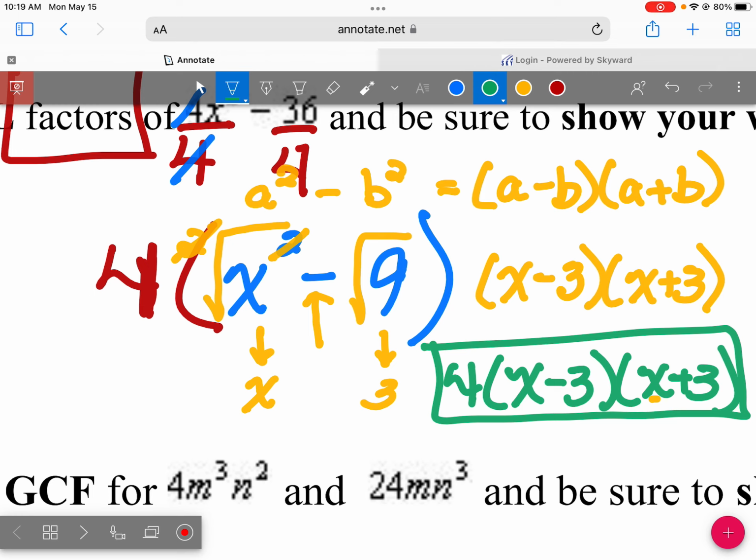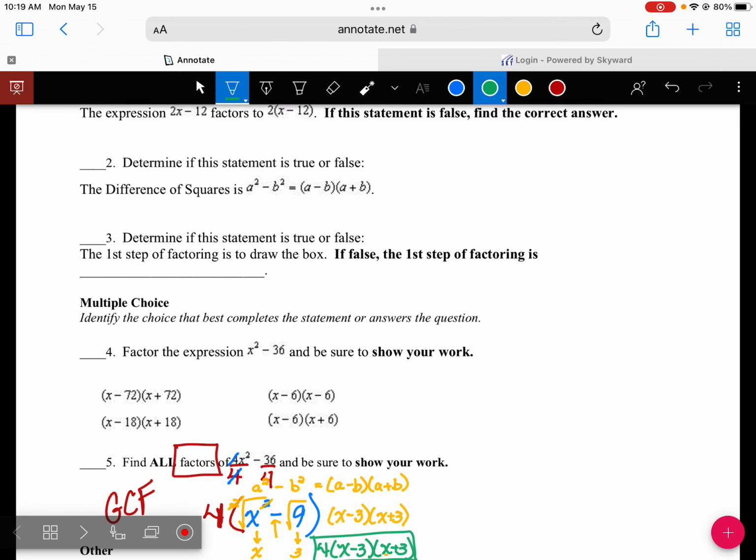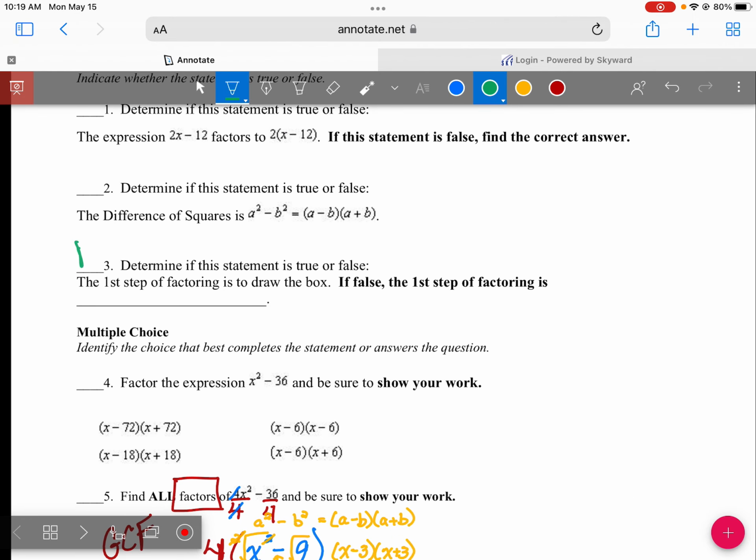Okay? All right, what other questions do you have? Miss Petey, yes. We all know that number 3 is false because you have to find the GCF. Correct. I know. Yes, it is look for a GCF. And number 2, this statement is true. The difference of 2 squares is a minus b times quantity a plus b.